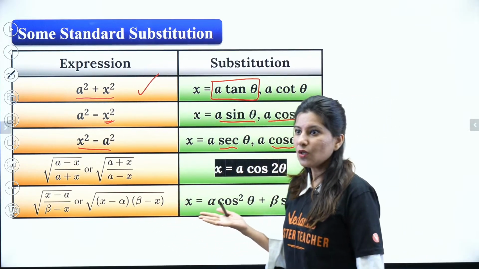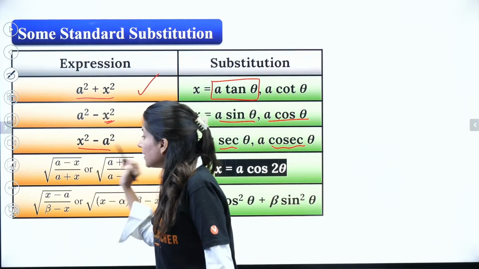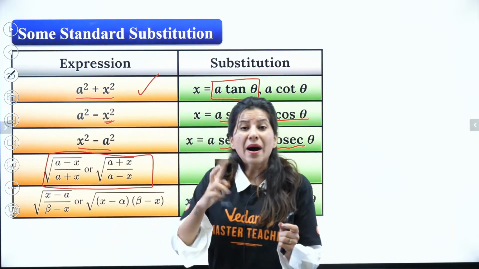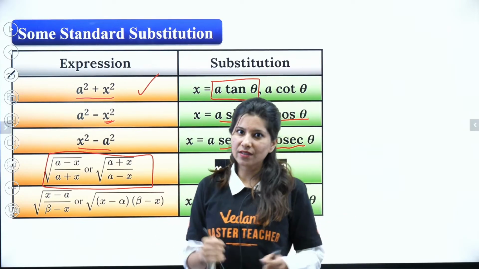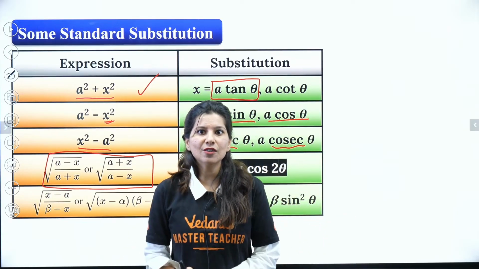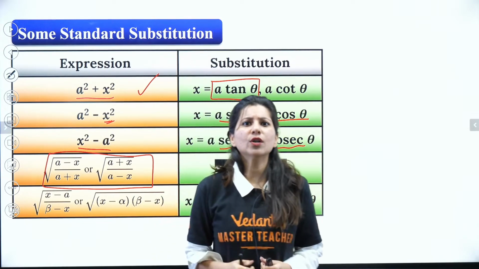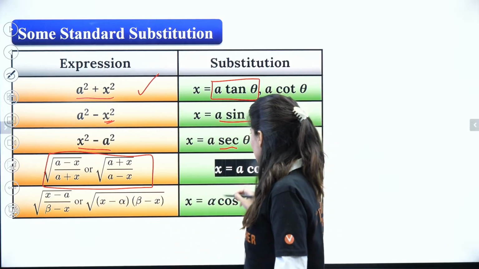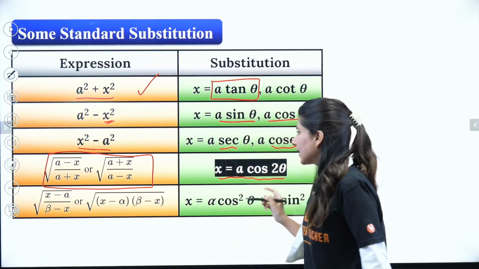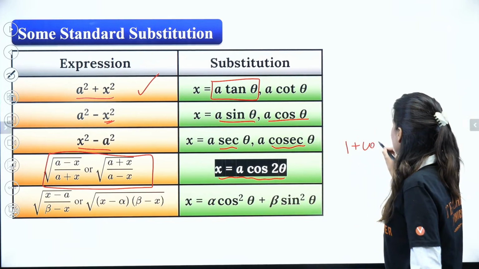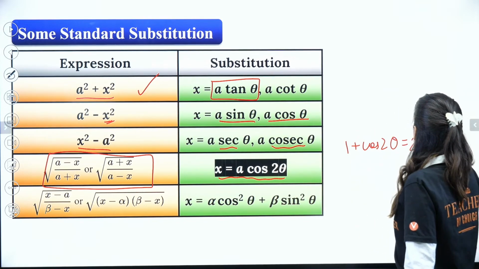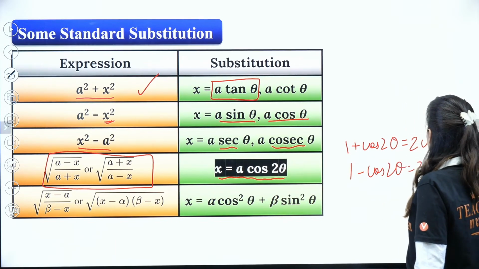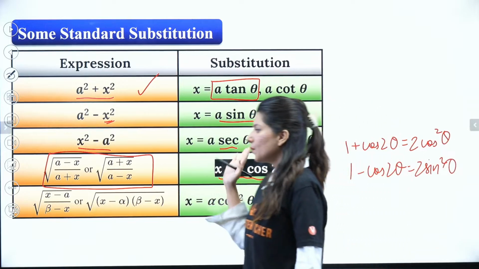Now can you see, especially when both minus and plus are together, then you are confused. Ma'am, a minus x is also there, a plus x is also there. Now what do you want us to substitute? So that would be a cos 2 theta, right? Because 1 plus cos 2 theta is 2 cos square theta, and 1 minus cos 2 theta also has the formula 2 sin square theta. So whenever you see plus and minus, you apply this formula.